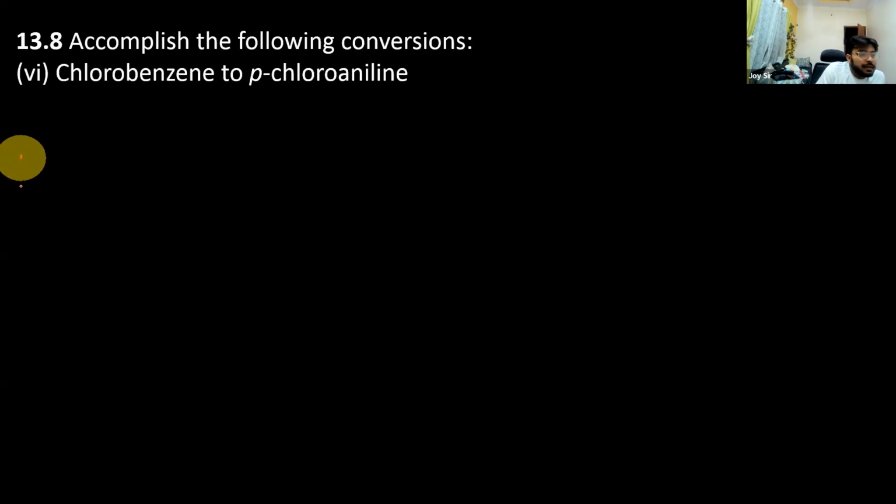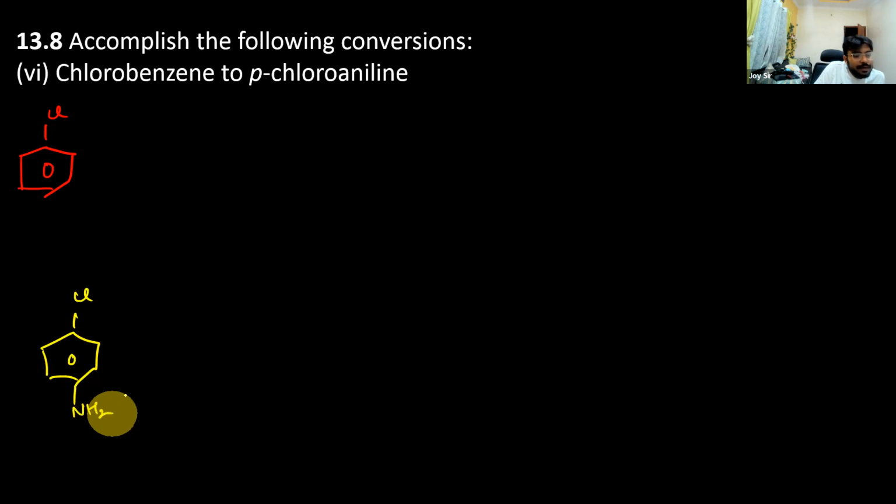Chlorobenzene. This is our chlorobenzene. From chlorobenzene we need to make p-chloroaniline. Fine, we can do that also. What is p-chloroaniline? Chlorine will be here, and NH2 will come here. Fine, we can do it. There is only one way that we can do it. Number 24th reaction. Let us see what is the 24th reaction. No, sorry, 26th reaction.